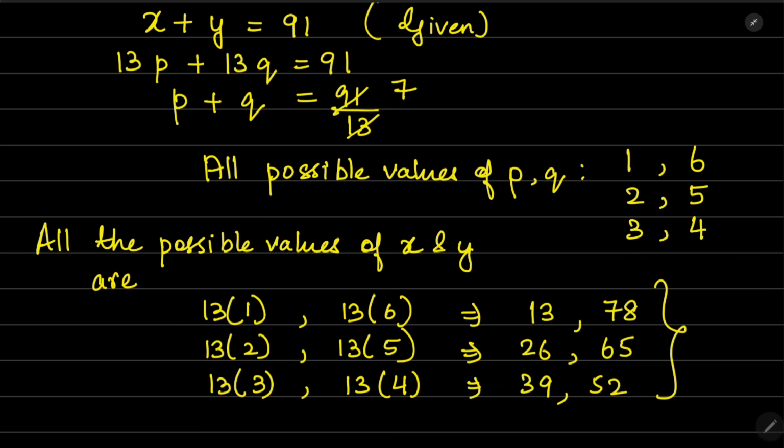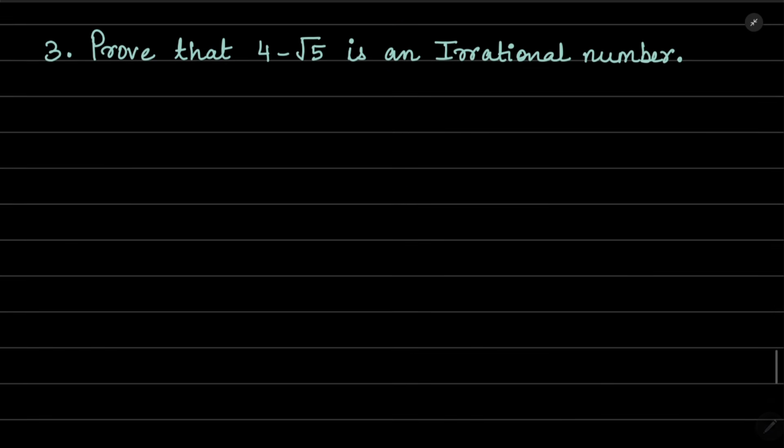Now let's move on to the next question. Prove that 4 minus root 5 is an irrational number. You can pause the video and try it yourself. A similar question was also explained in the previous video that was posted yesterday. So let me do it. The method is called the contradiction method. So we will assume that 4 minus root 5 is rational.